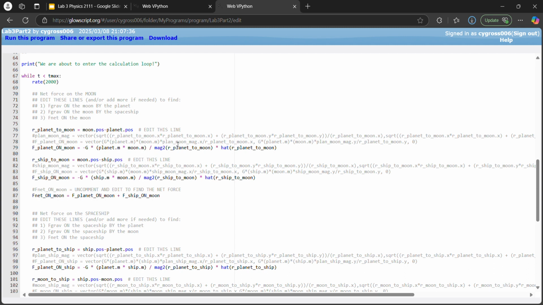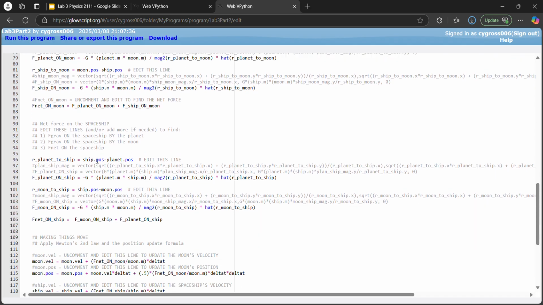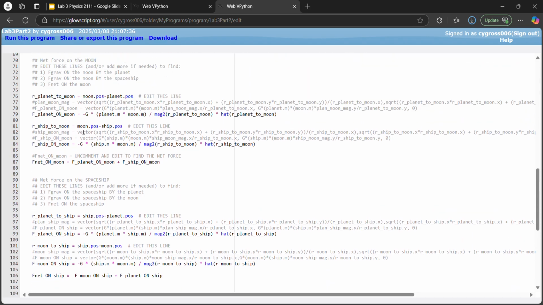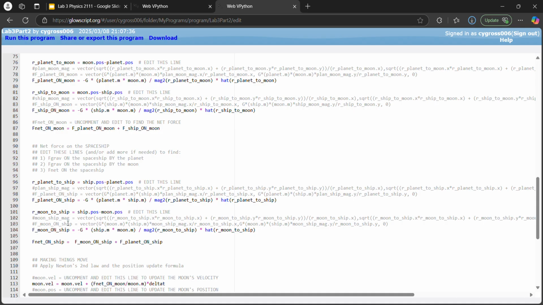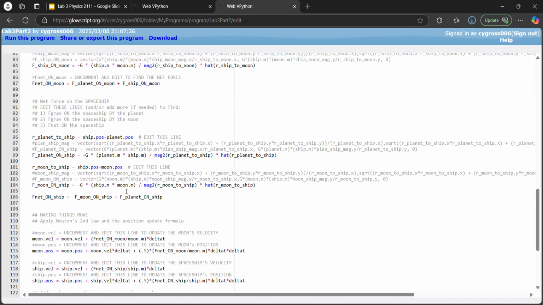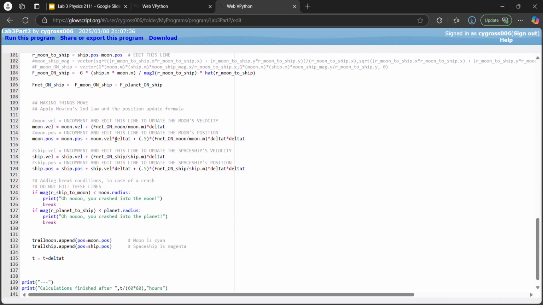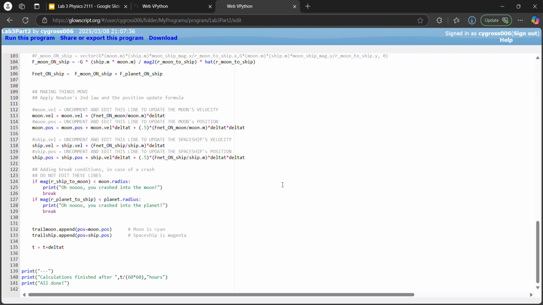If we move on to our Part 2, we can see that the main equation here is looking at, once again, our force due to universal gravity. Here, this is just the magnitude raised to the power of 2. Hat is pretty much the same as norm. We find it for all of the different ones, and then we find our F nets. We don't find the F net of anything on the planet because the planet's mass is so much larger than everything else. Here is our position update, our velocity update. Here's our position update. Same for the ship.